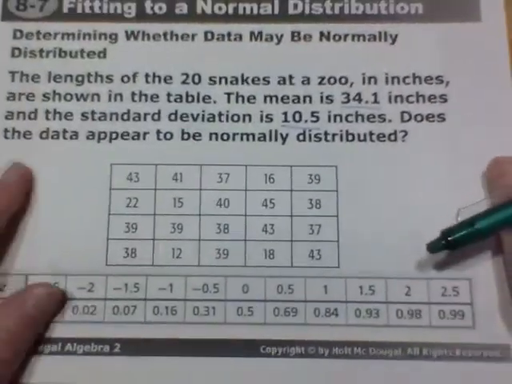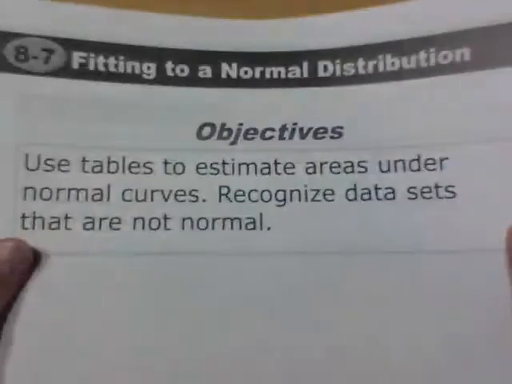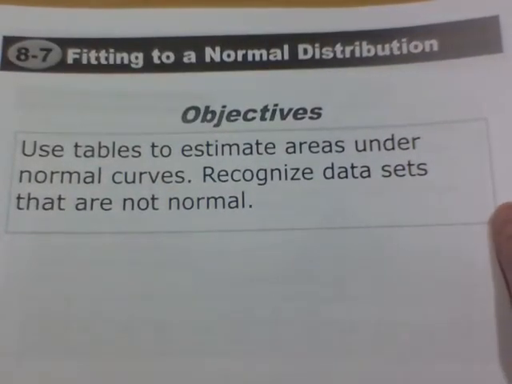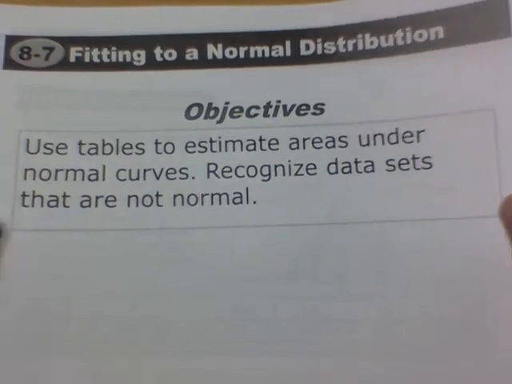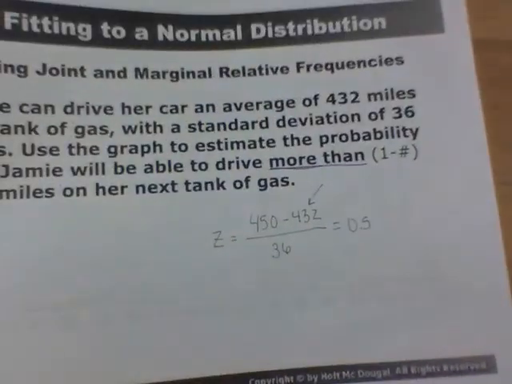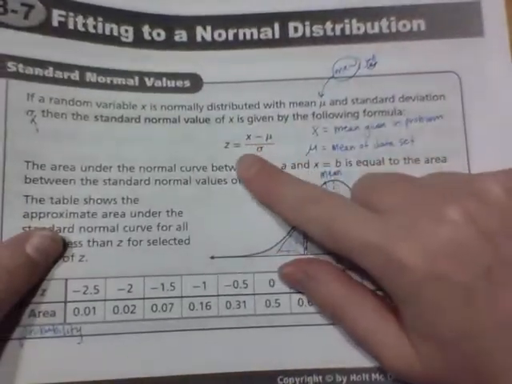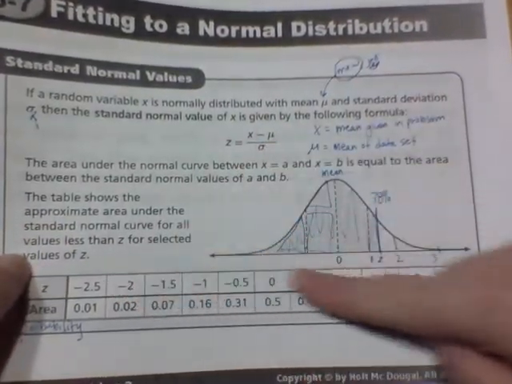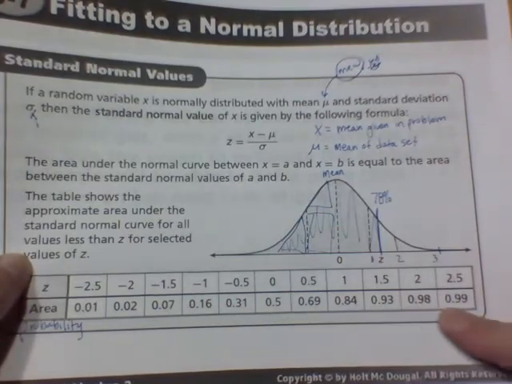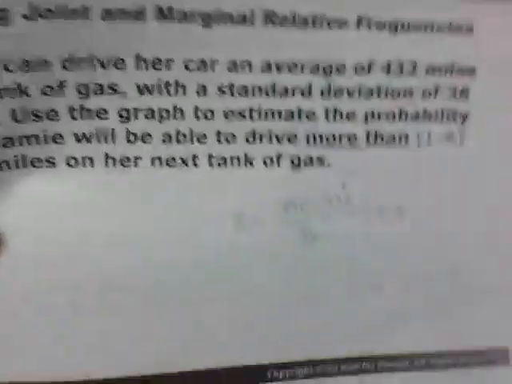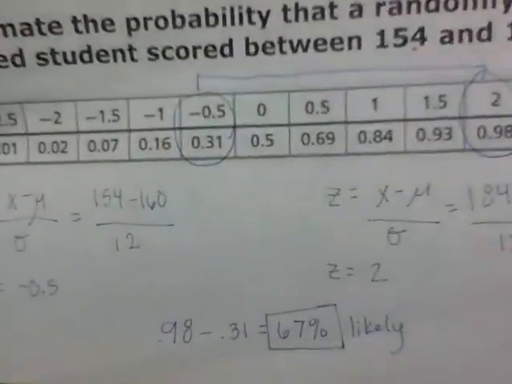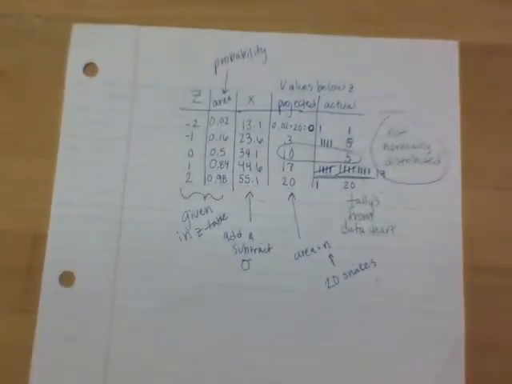All right, so those are the pieces that you're going to use to do the assignment. So kind of in review, hopefully we use tables to estimate areas under normal curves and recognize that data sets may or may not be normal. So one of the key ideas was being able to find this z value to then be able to estimate what likelihood that average is. And then we also had this table on this last page where we were trying to identify if the curve or the data was normally distributed.